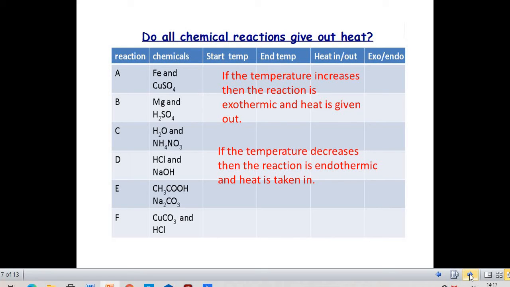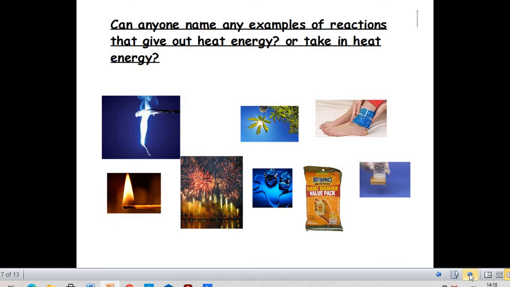Now in your table I will give you the temperature at the start and the end temperature. And if the temperature increases, then the reaction is exothermic and heat is given out. If the temperature decreases, then the reaction is endothermic and heat is taken in. Then you can look at these examples of exothermic or endothermic reactions.